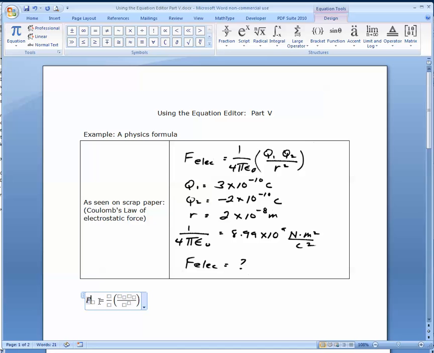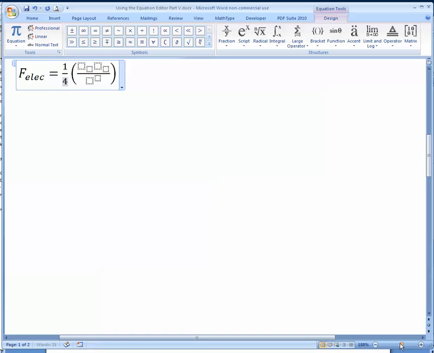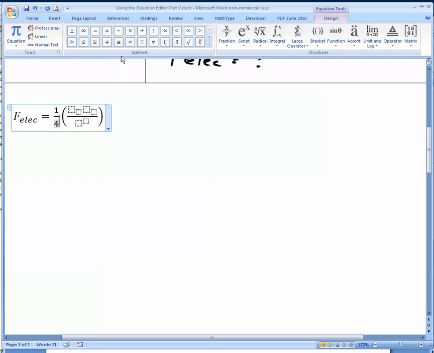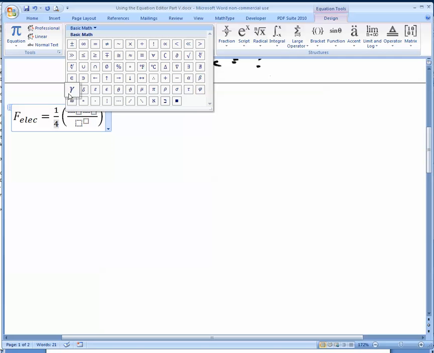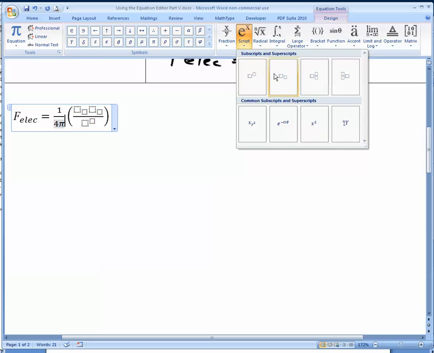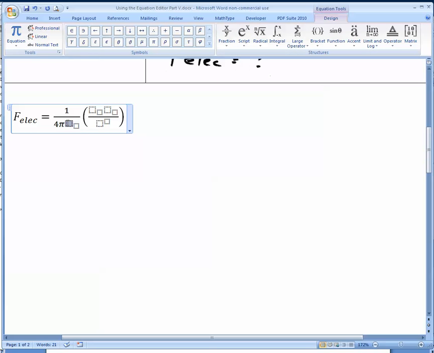Capital F ELEC for electric is equal to 1 over 4. Make this a little bigger. Yeah, okay, that's better. 1 over 4 times pi times something with a subscript. And that something is the Greek letter epsilon and the subscript 0.